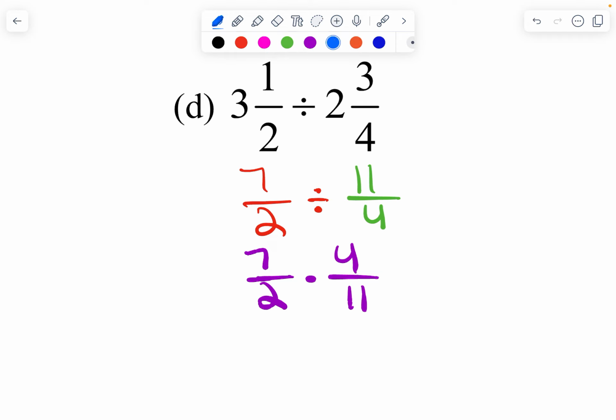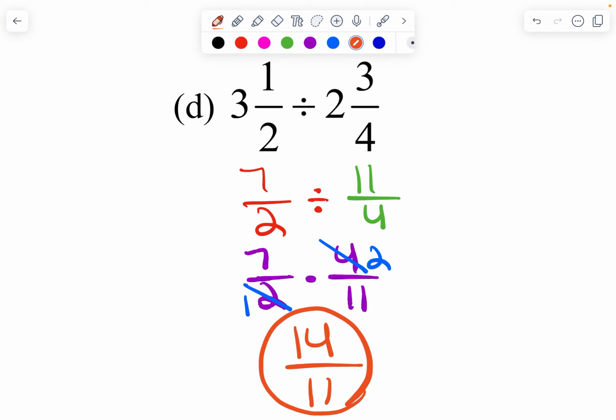Now I'm going to look to see if I can cancel anything. 7 isn't going to divide into anything with 2 and 11 in common. However, 4 and 2 will. So 2 divided by 2 is 1. 4 divided by 2 is 2. And then I am going to simply, I say simply, but just multiply straight across. So 7 times 2 makes 14. 1 times 11 is 11. So 14 over 11 is the final answer for part D there, as far as 3 1/2 divided by 2 3/4.